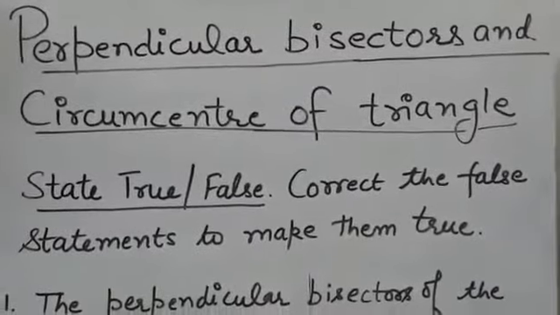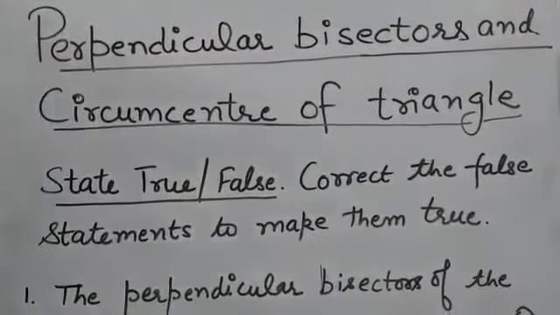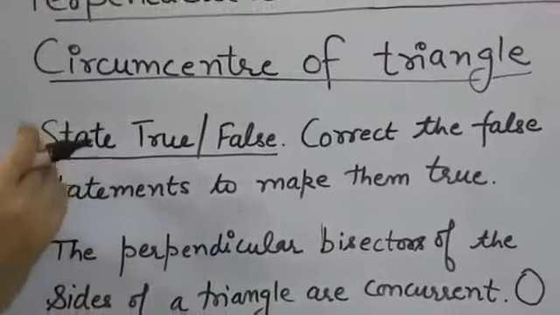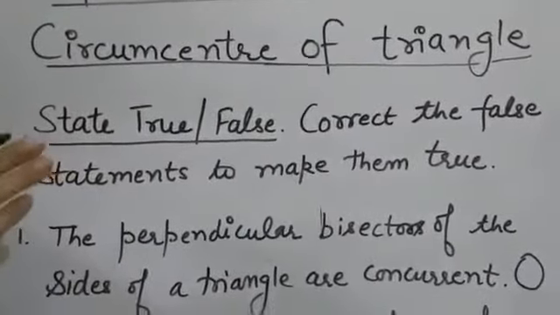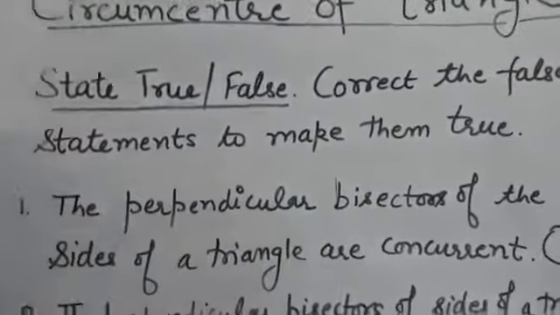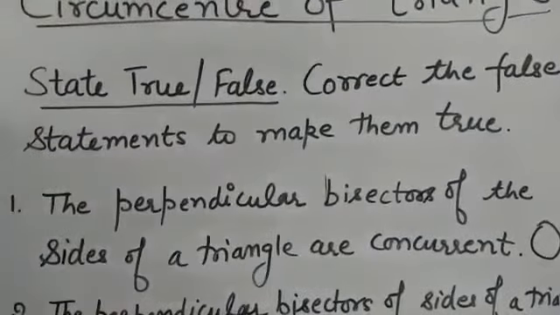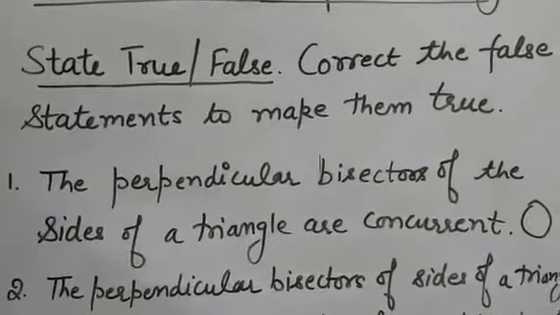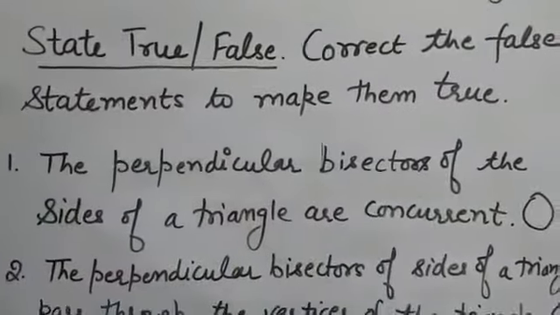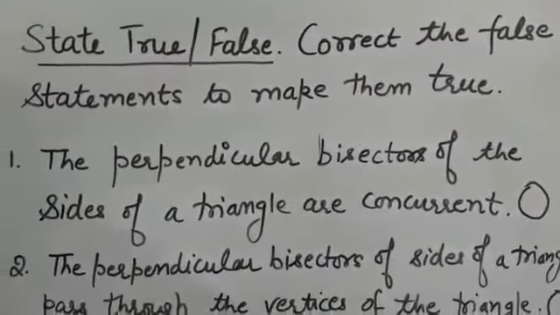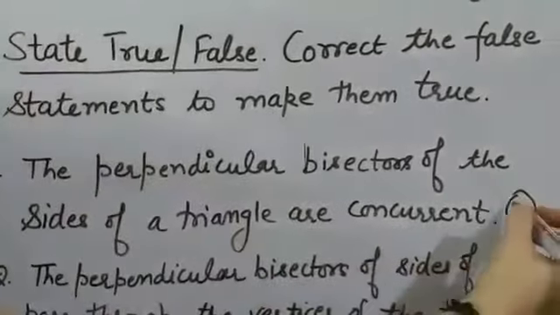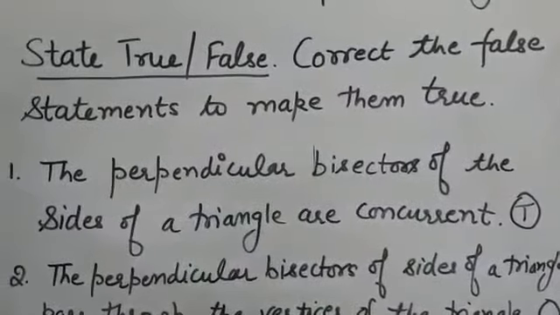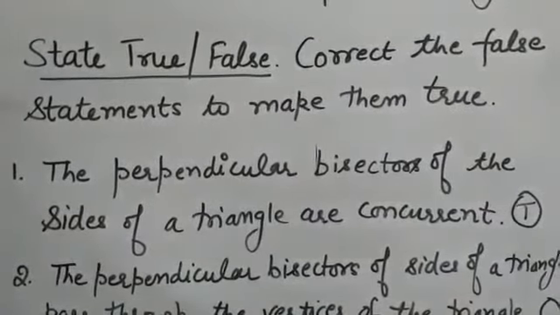Let us recall the concept of perpendicular bisector and circumcenter. A few statements are given to us. We have to state whether they are true or false, and if they are false, we have to make them true. The first statement: the perpendicular bisectors of the sides of a triangle are concurrent. Are all three perpendicular bisectors of the sides meeting at a point? Yes, this is true, and that point is known as circumcenter.